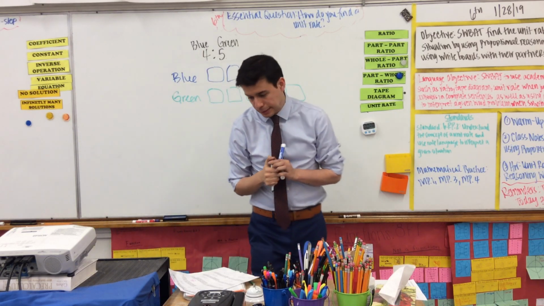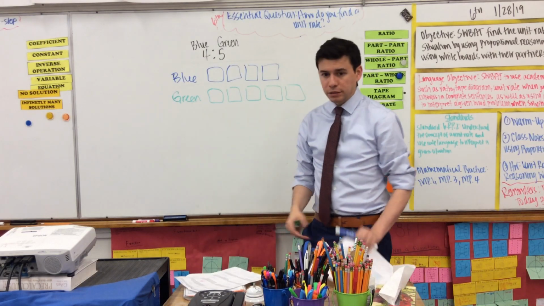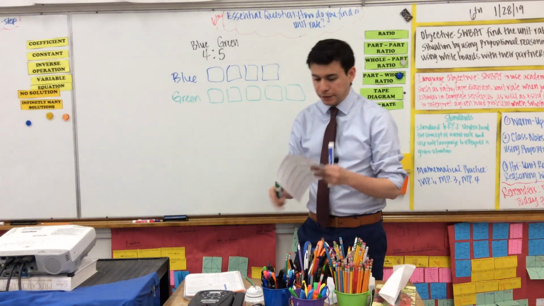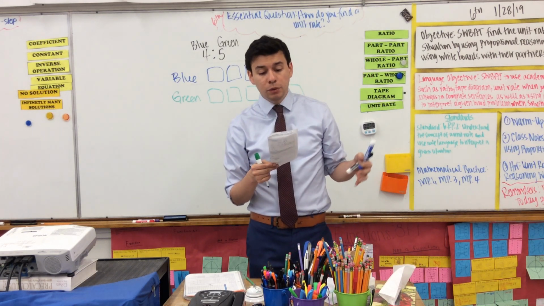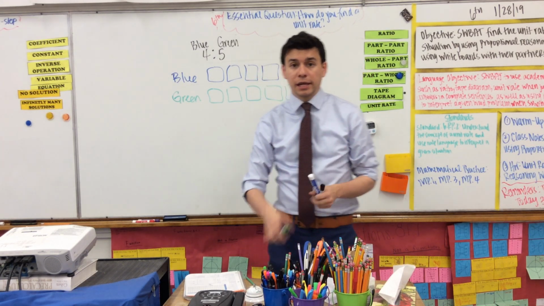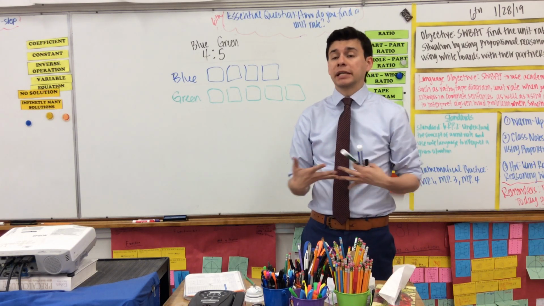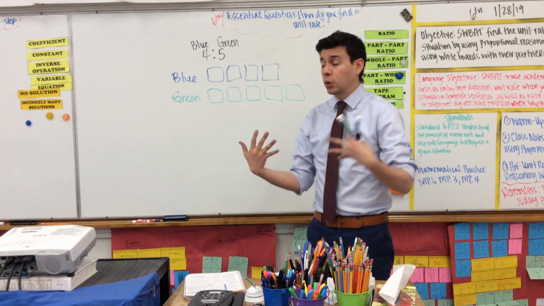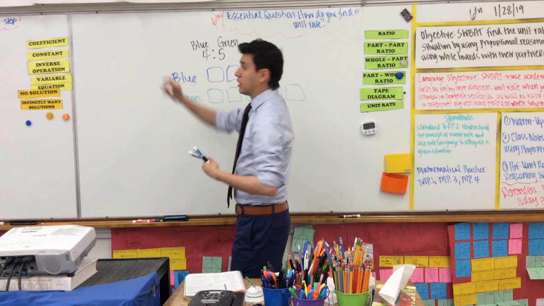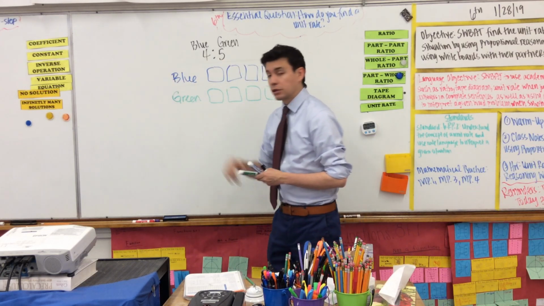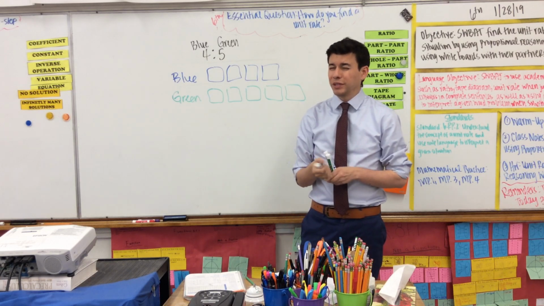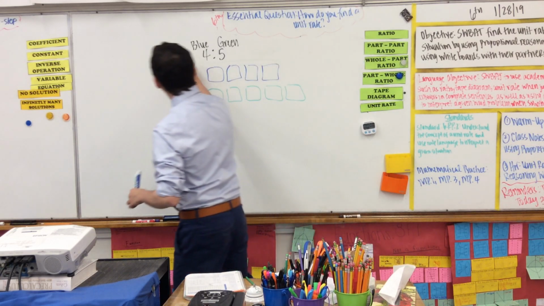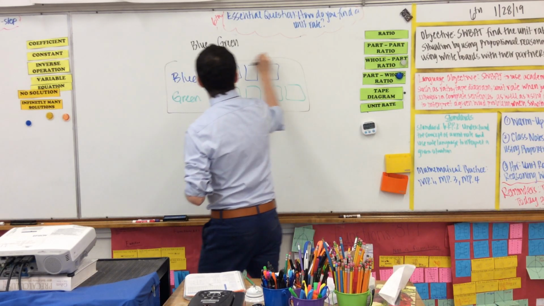Okay, part C says, Mr. Hernandez, where did you leave the problems ready? If there are a total of 90 pieces, how many blue and how many green pieces are in the game? If there's a total of 90 pieces, if I'm talking about total, does that mean that 90 only belongs to the blue, only belongs to the green, or does it belong to the whole thing? Hopefully you said the whole thing. The whole thing is 90.